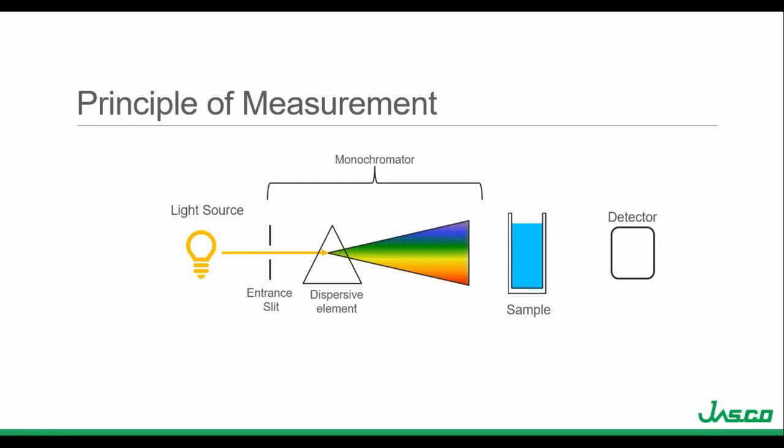The light is then refocused by another mirror onto the exit slit, where it adjusts based on the bandwidth specified. The light is then refocused by another series of mirrors to the sample, where it's either transmitted or reflected by the sample and collected by the detector.